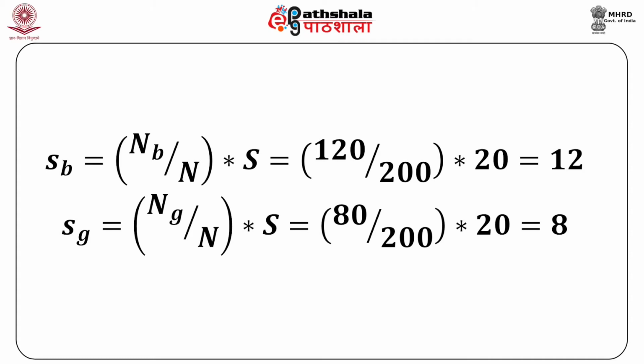Similarly, SG, which is the size of the girls in the sample, should be equal to NG upon N into capital S, and therefore this is equal to 80 upon 200 into 20, it is equal to 8. It therefore means that we should have in our sample of 20, 12 boys and 8 girls. This is also shown with the help of this diagram or figure 2 of stratified sampling.